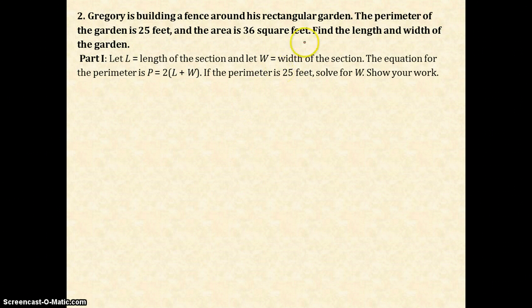Gregory is building a fence around his rectangular garden. The perimeter of the garden is 25 feet. The area is 36 square feet. Find the length and width of the garden.